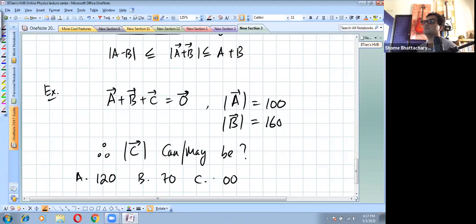200 is being obvious. Can it be 300? And option D, can it be as low as 40? So now we can see over here that in this we will be directly making use of the triangle inequality.